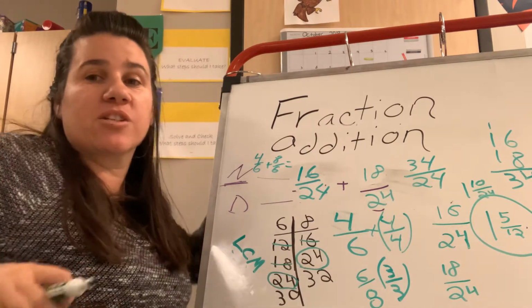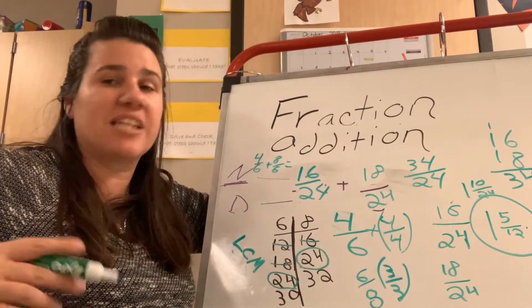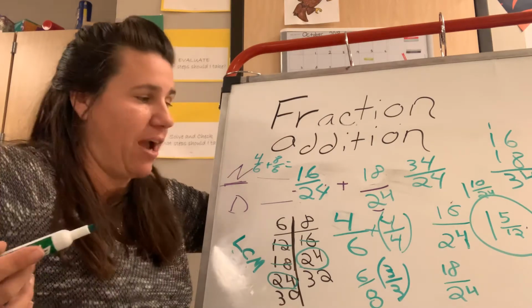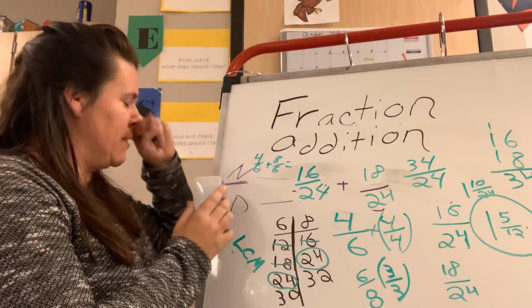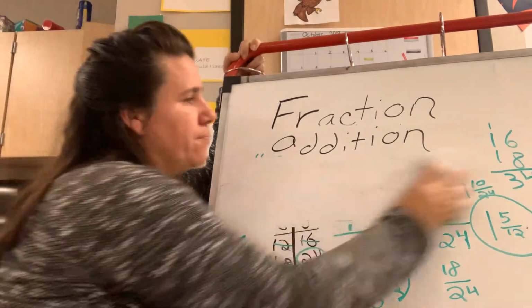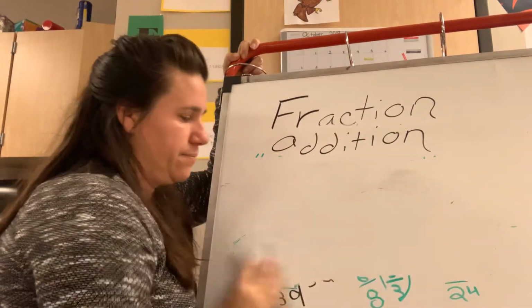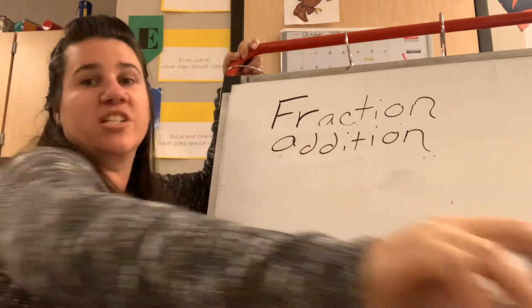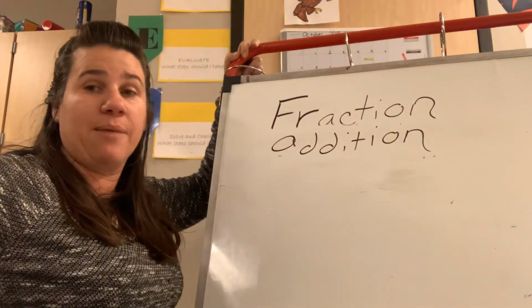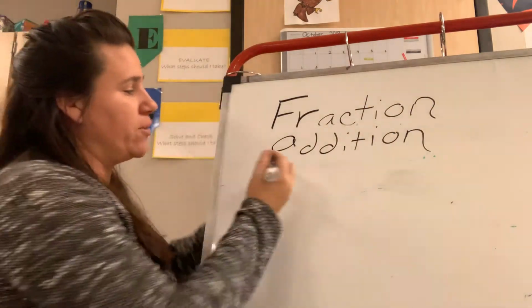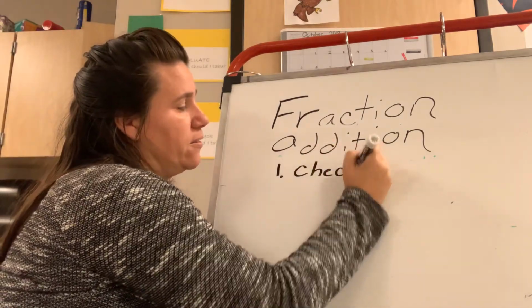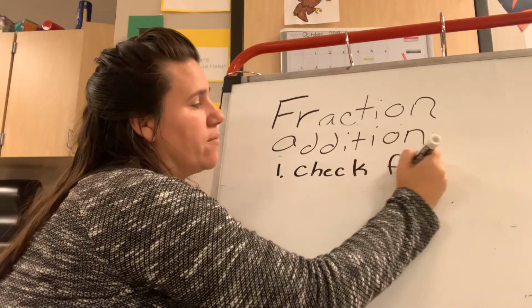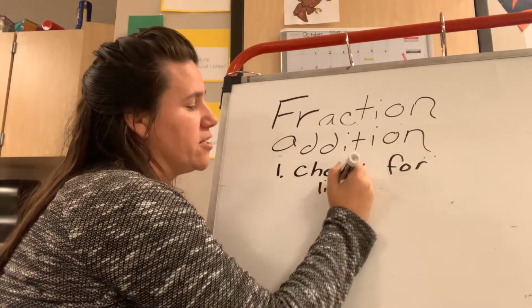Now it might seem like there's a lot of steps, but really the steps are manageable if you keep track of them. So let's go through and kind of write out the simple steps. The first thing we did was we checked to see if our denominator was the same. Because if the denominator is the same, we don't need to change it. So check for like denominators.